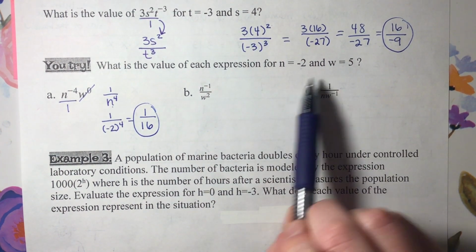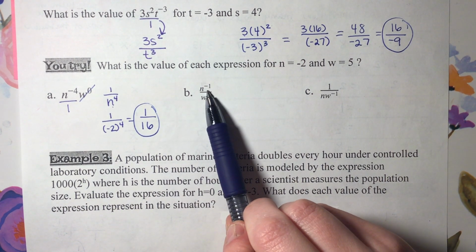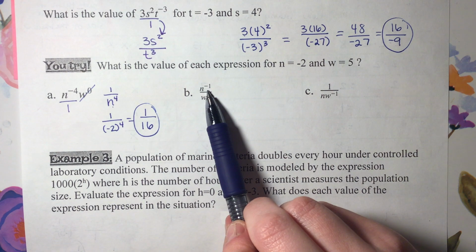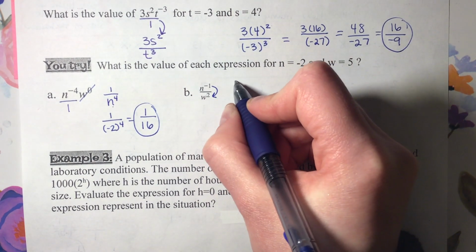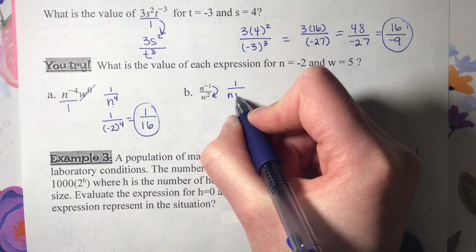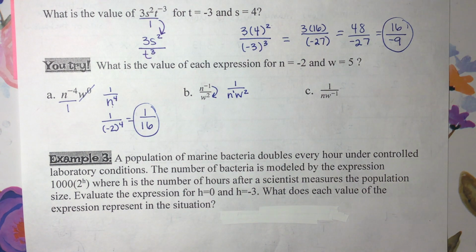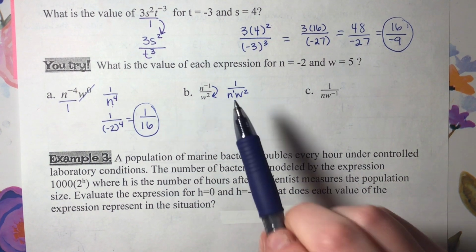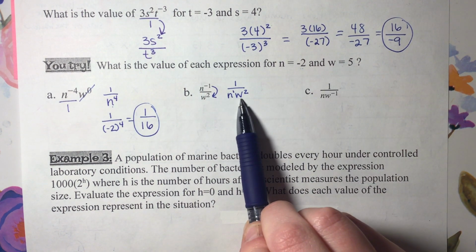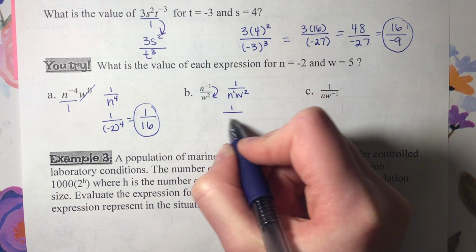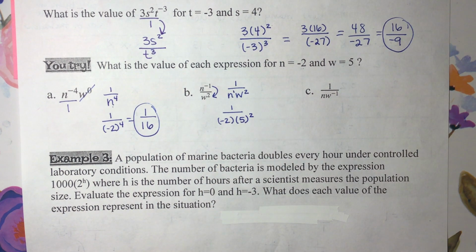But what if these got substituted into a different expression? Well, now this n has a negative 1 on it. I don't want a negative 1 exponent, so it needs to go to the bottom of the fraction. This is now 1 over n w squared. If you want to write the positive 1 exponent, that's fine, but you don't have to. So I'm going to plug in negative 2 for n and 5 for w. So this becomes 1 over negative 2 times 5 squared.